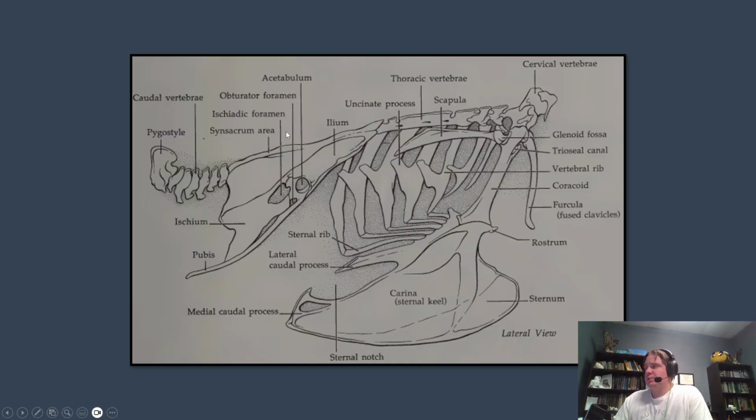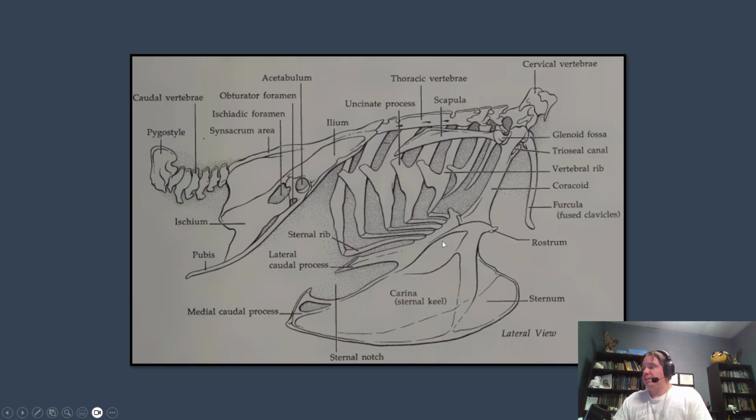This glenoid fossa is the shoulder joint of the bird, where the humerus is going to attach in. The coracoid bone is another bone, of which there are 2. There's one on either side. Again, because we're looking straight on the right side, we can only see one of them. And you see this coracoid bone meets up with the scapula here, meets with the furcula here. And the furcula is the clavicle. There are 2 bones, just like you have 2 clavicle bones, except these bones are fused together to make the furcula.